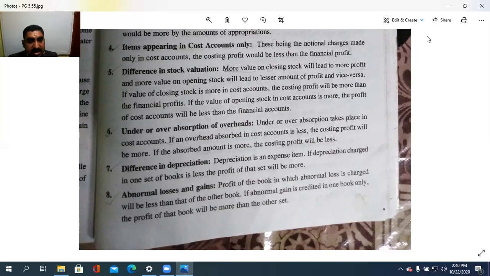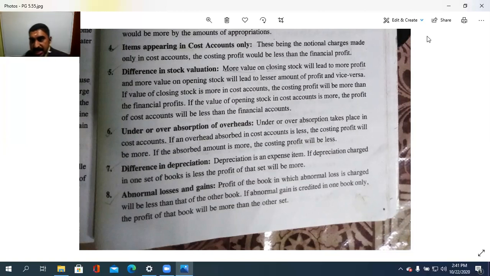Then difference in depreciation. Depreciation is an expense item and it may be charged in one set of books, in the financial books only. It will not come in the costing books. That is why, if depreciation charged in one set of books is less, the profit of that set will be more. Because if the depreciation is charged only in one set of books, the financial books, there the profit will be less. Then abnormal losses and gains also.